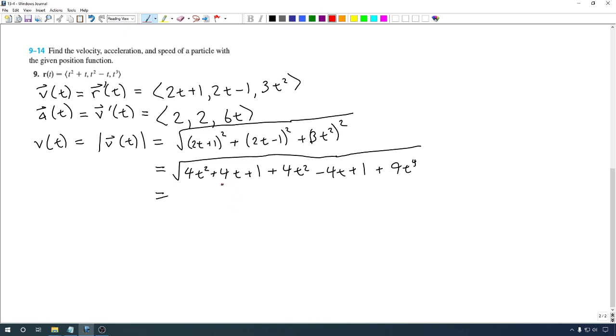Of course, the nicest thing about this is that the 4t's actually cancel each other out. And so we can combine like terms. I'm going to go ahead and move the 4th power term to the front. We have 2 copies of 4t squared, so we have 8t squared. Then we have 2 1s, so we have a plus 2.